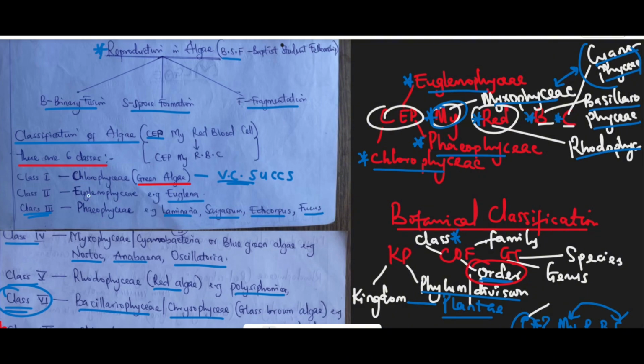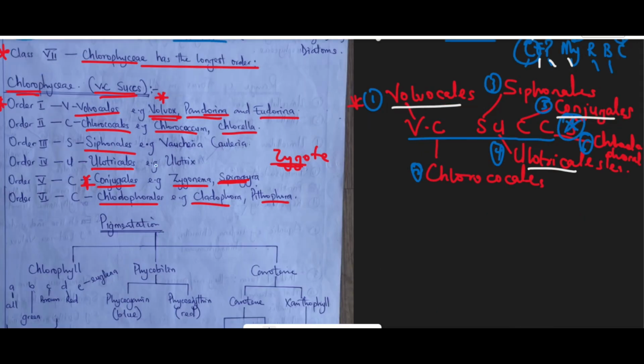Then we said the next one, which is Euglenophyceae, has an example called Euglena. Then we have Phaeophyceae, which is the brown algae. Then we have the next one, which is Myxophyceae, and we said that we can call it blue-green algae or cyanobacteria. Example is Nostoc. Then we have the fifth group, which is Rhodophyceae, and we said we have Polysiphonia there. And the last, which is Bacillariophyceae or what we call Chrysophyceae, which happens to be the glassy algae. Example there is diatom.